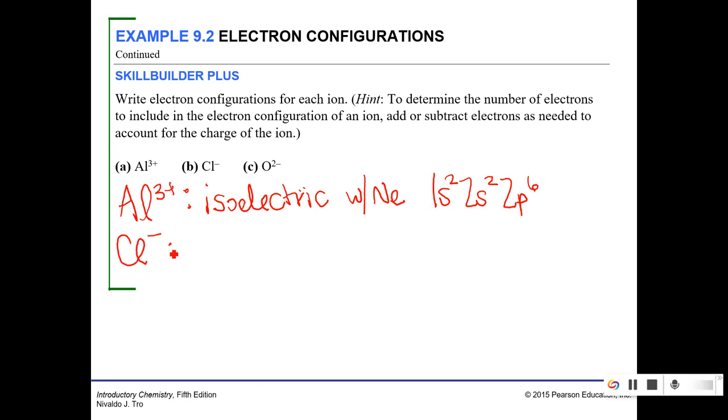Okay. For chlorine minus, that's isoelectronic with argon. Okay, so we just write argon's electron configuration.